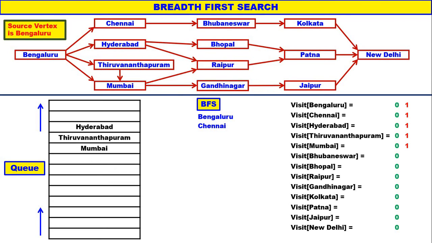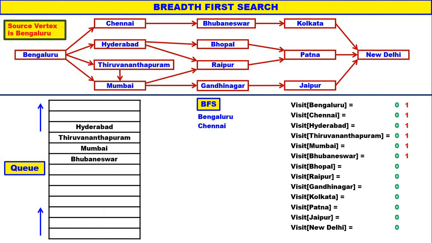Can we add Bhubaneswar to the end of the queue? Check the visit value. Visit of Bhubaneswar is equal to 0. It means Bhubaneswar is not yet visited, therefore Bhubaneswar can be added to the end of the queue. Whenever Bhubaneswar is added to the end of the queue, make visit of Bhubaneswar equal to 1. Very good. Chennai is over.